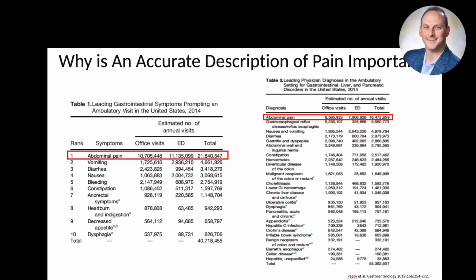On the left, the table reveals that abdominal pain is the most common GI symptom, prompting an outpatient evaluation. In fact, the number of visits, almost 22 million, is a higher volume than all the other top 10 presenting symptoms combined. In the table on the right, abdominal pain is also the most commonly diagnosed disorder, and this diagnosis is made more than 3 times more frequently than the second most common diagnosis, which is reflux-based disorders.